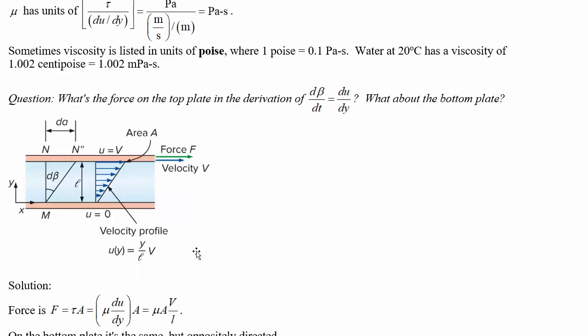Well, the force is the stress times the area, and substituting in our relationship for stress, it's viscosity times the velocity gradient, for instance, the velocity at the top plate divided by L. This is going to be a force of the fluid on the plate in the left direction on the top plate, and on the bottom plate it's going to be in the right direction.